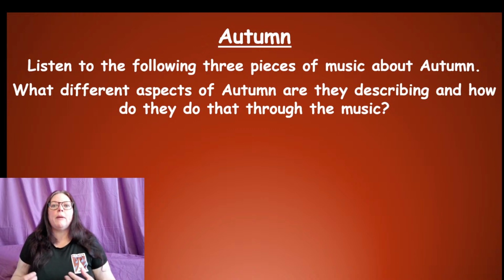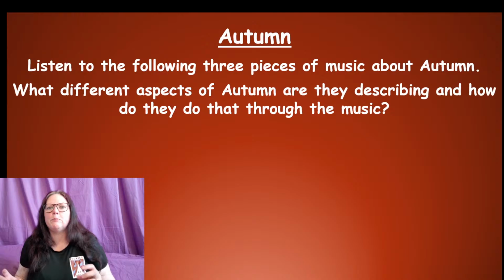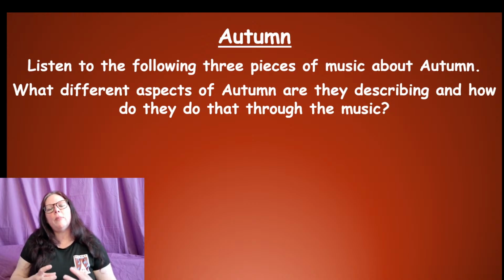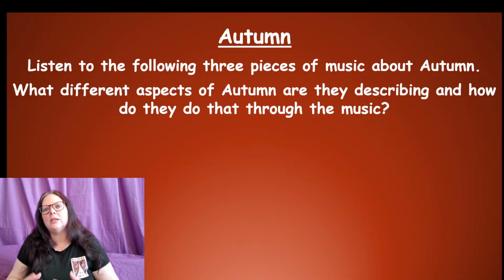It could be you think about the articulation. That's a word we have come across before. Articulation is how the music is played. Is it smooth? Is it spiky? We use the words legato for smooth and staccato for short and detached. So think about how that is introduced into the music. So as you're listening to it, you are thinking about all of these things as you go.